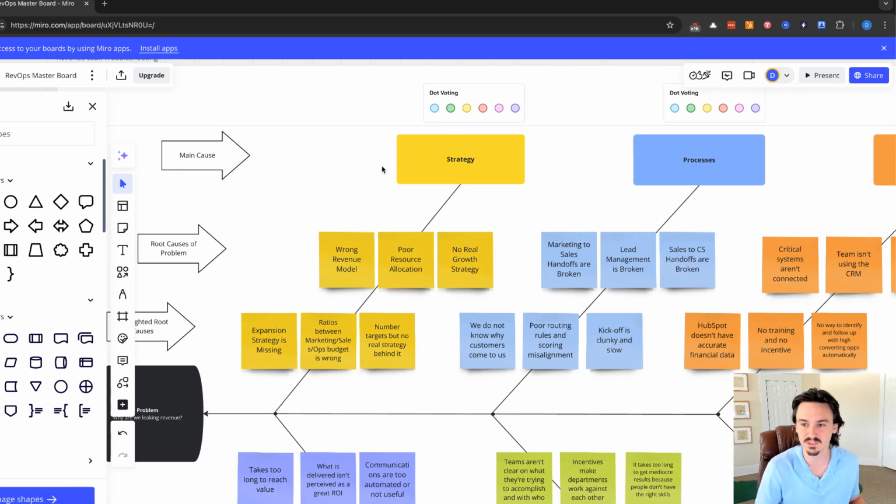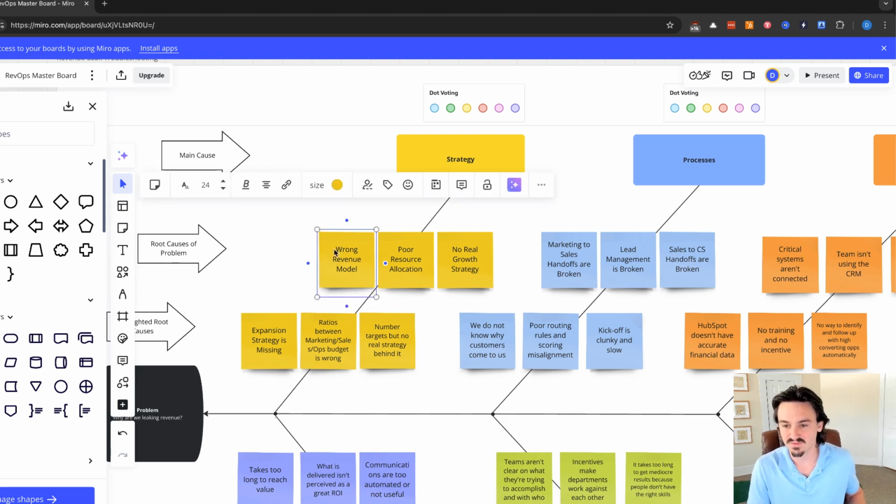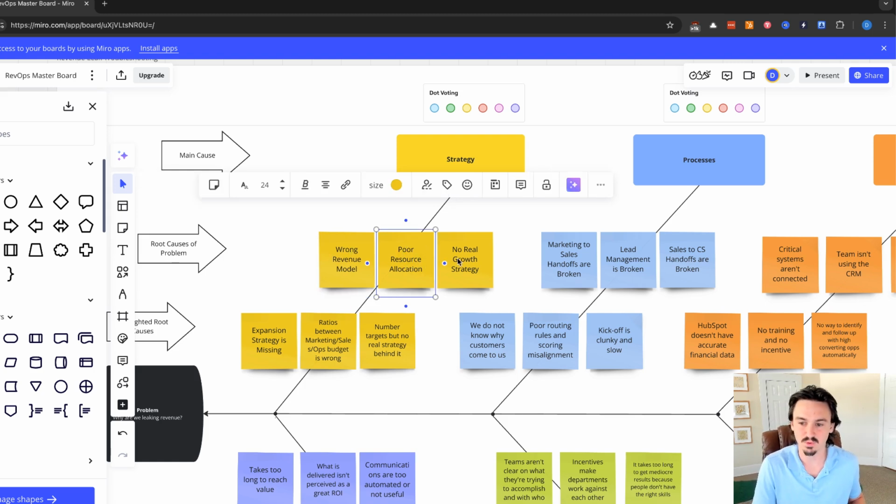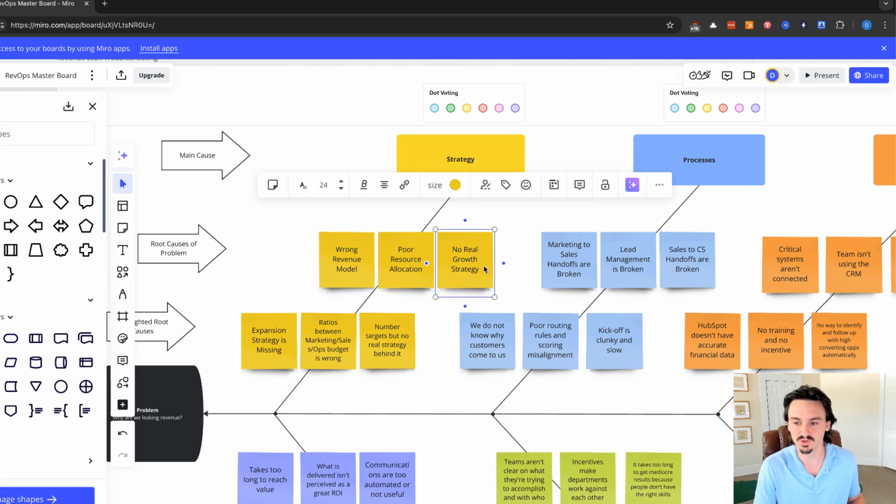And so the first thing that we're looking at here as a main cause that you have to look into for revenue leakage is strategy. And strategy, people talk about it a lot. So I'm just going to get into the root causes of this problem, this main cause. 1, we have the wrong revenue model. 2, we have the poor resource allocation. 3, we have no real growth strategy.